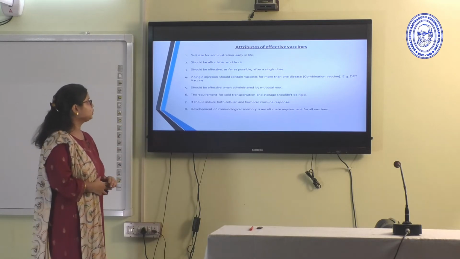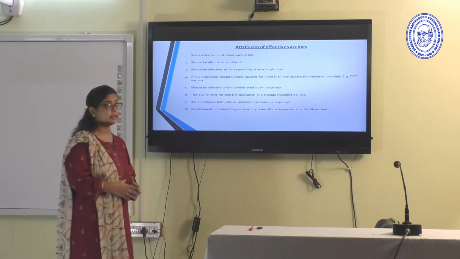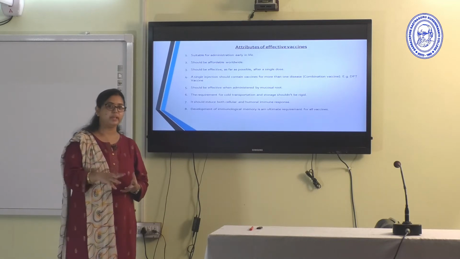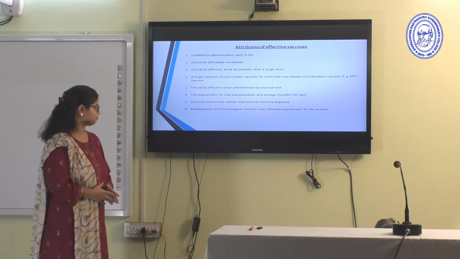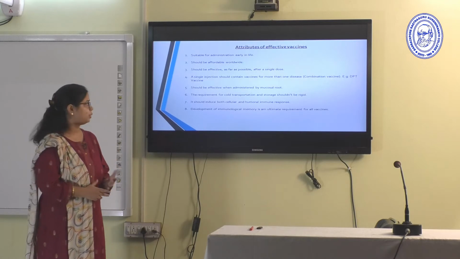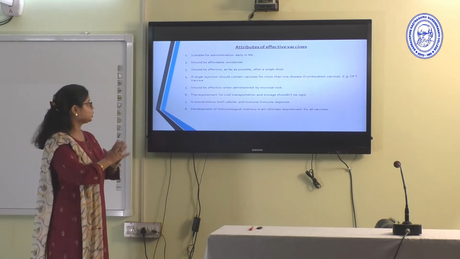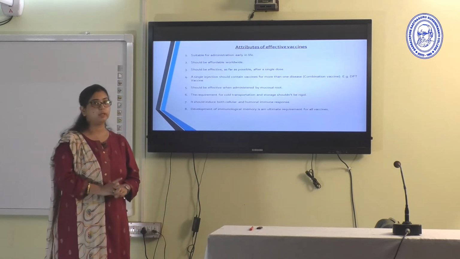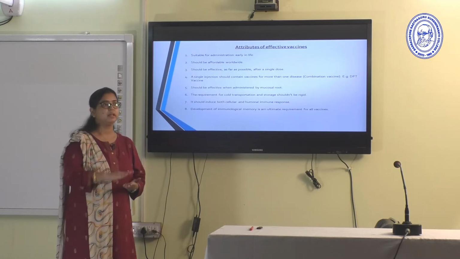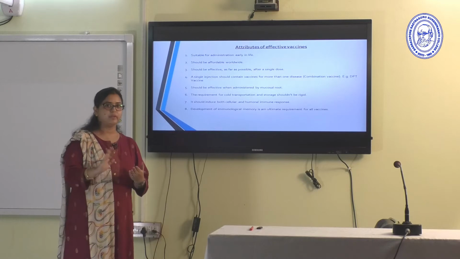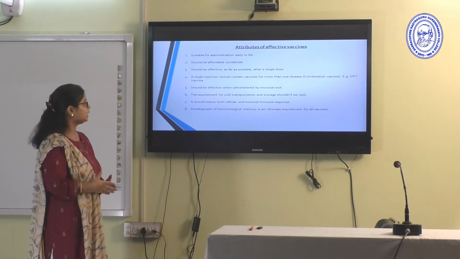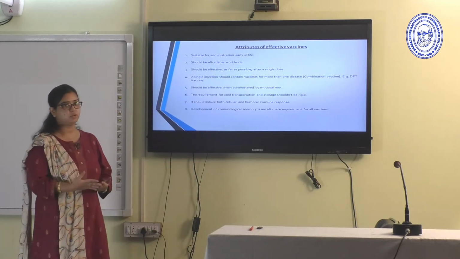A single injection should contain vaccines for more than one disease, that is a combination vaccine. So if we are giving one single injection, in that only we are giving the vaccine for many diseases. It should be effective when administered by mucosal route, that is through oral route, like oral polio vaccine. The requirement for cold transportation or storage shouldn't be rigid. That means the cold storage process shouldn't be so demanding that everyone has to maintain it throughout the country or throughout the world, as we have seen in Covaxin or Covishield.